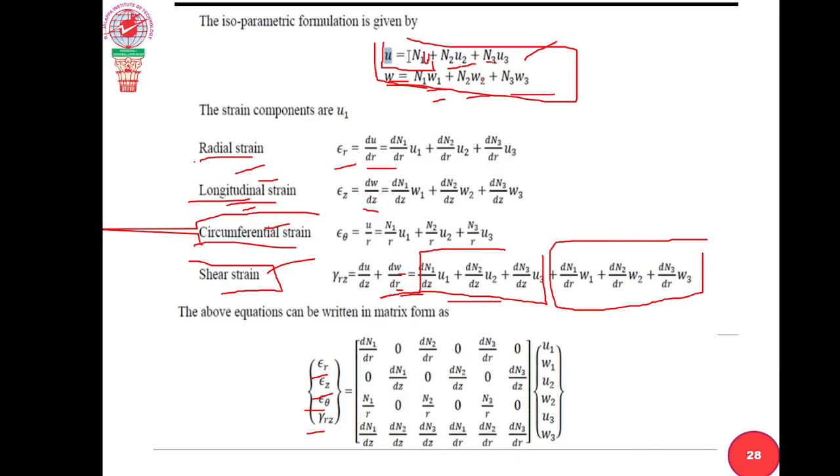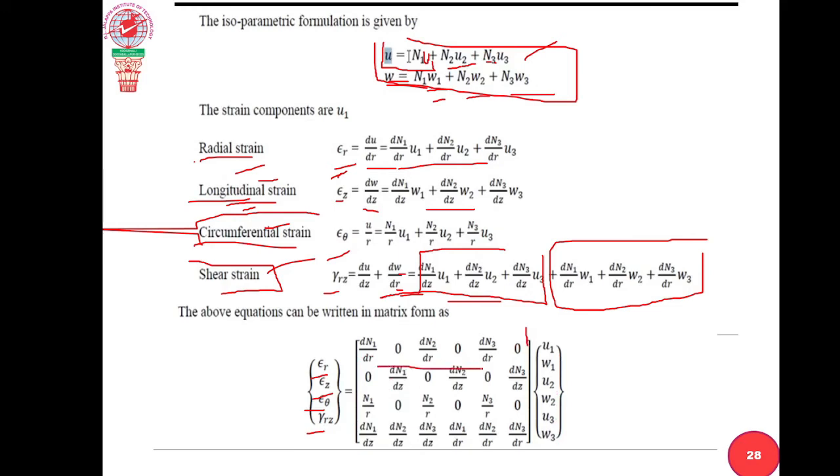Is it clear? Now finally, what is the equation we got? We can express it in a matrix form. How? Like this. Here, epsilon r, epsilon z, epsilon theta and gamma rz, this is one matrix, is equal to this much into u1, w1, u2, w2, u3, w3.